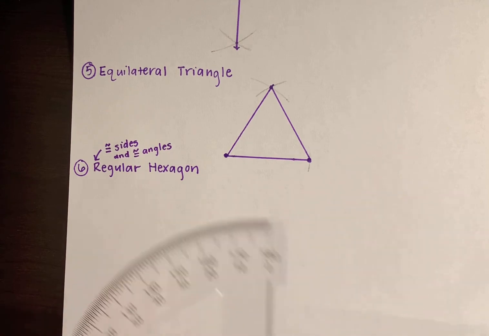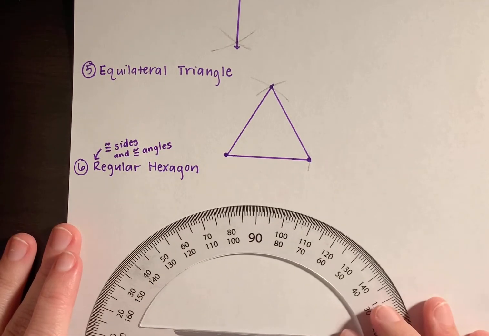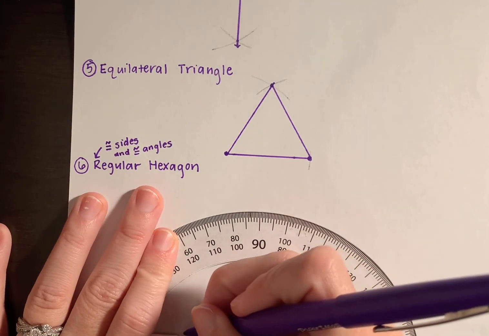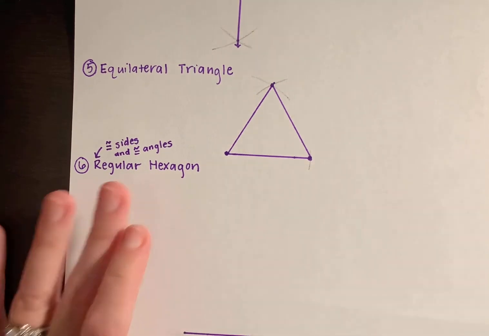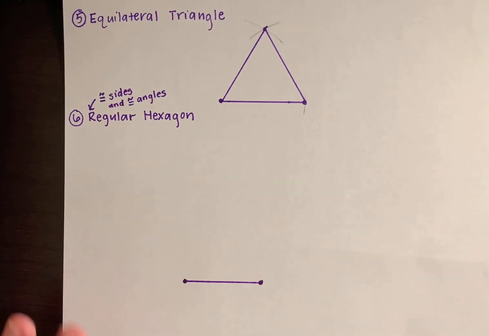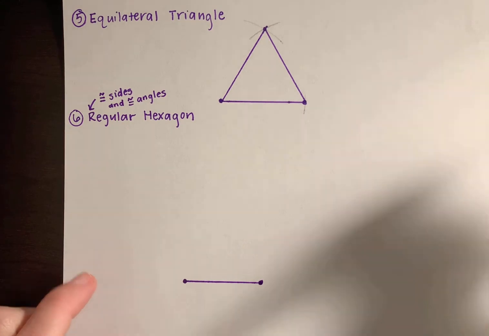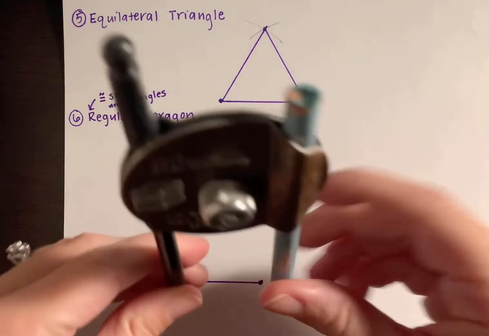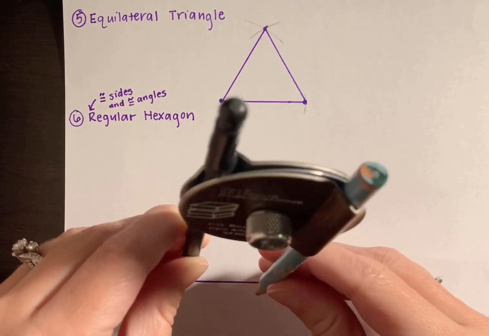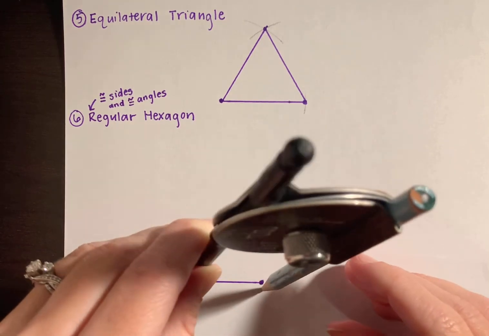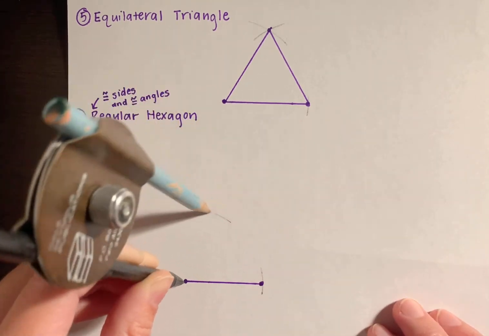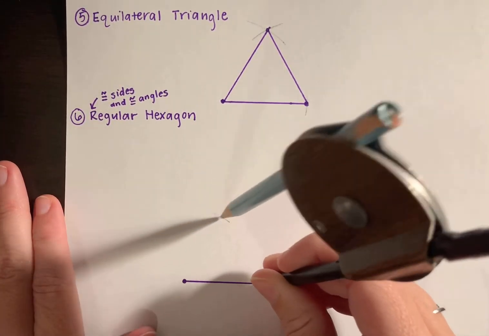I'm going to have to draw, just like with the equilateral triangle, a generic segment. Keeping in mind, I'm going to have 6 of these, so it's actually going to be quite large. There we go. First thing is exactly like the equilateral triangle. Go ahead, use your compass to get the width of this segment. There we go. Go ahead and make a mark above from both of these vertices.